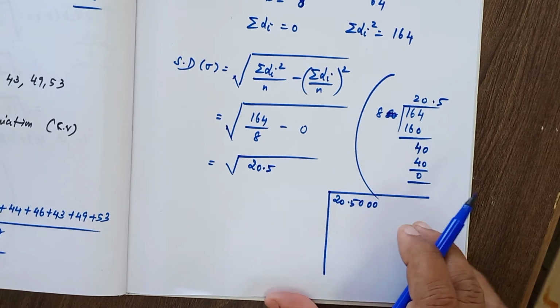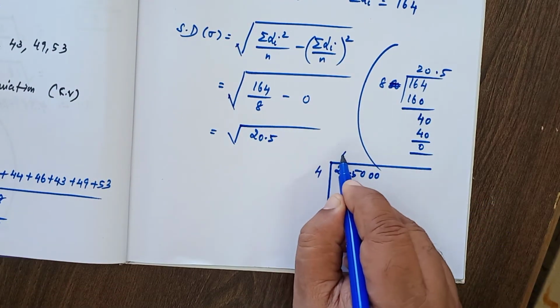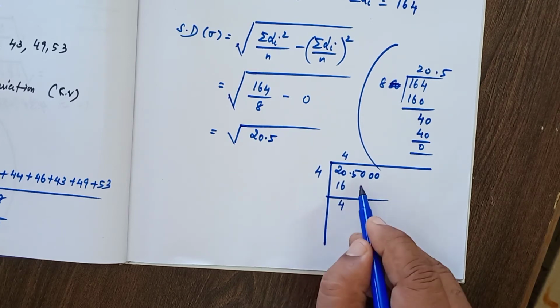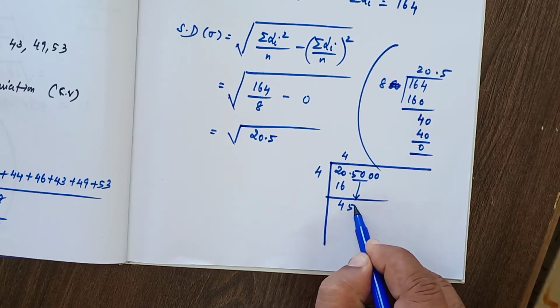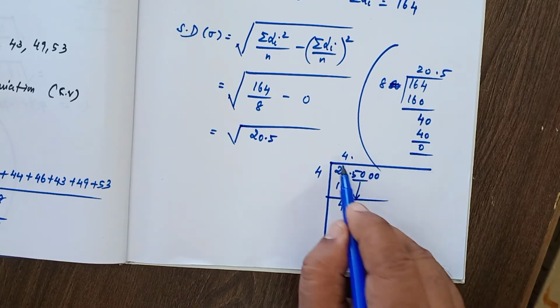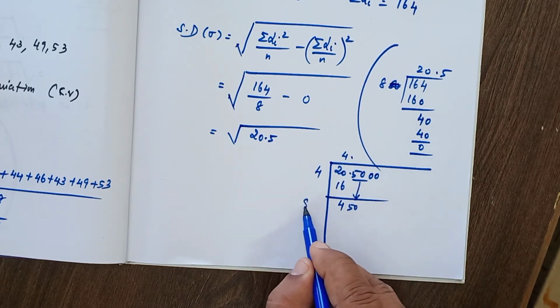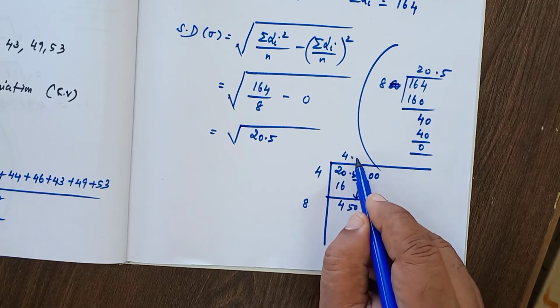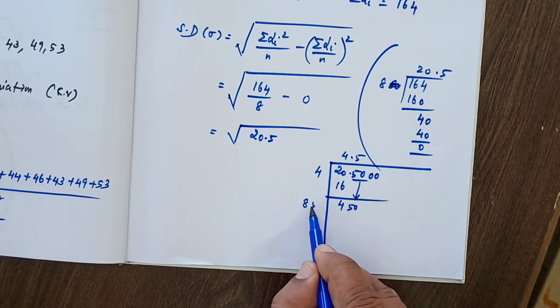20, you can go up to 4 only. 4 4s are 16. If we subtract 20 minus 16, that is equal to 4. You have to bring down 2 digits, 15. Put the decimal point here. Multiply 4 by 2, 4 2s are 8. We can go up to 5 times, here also 5.